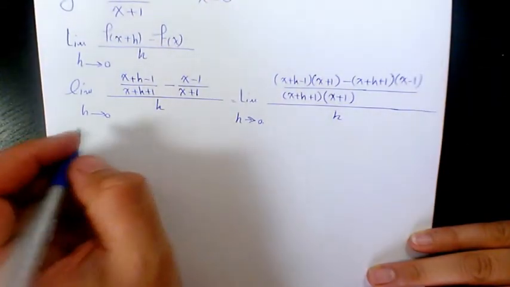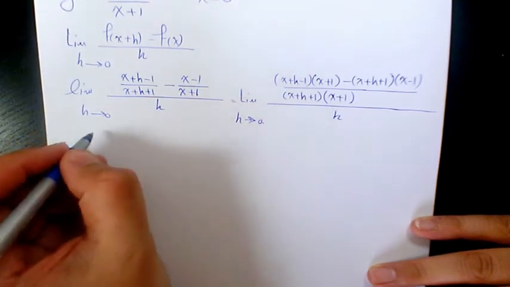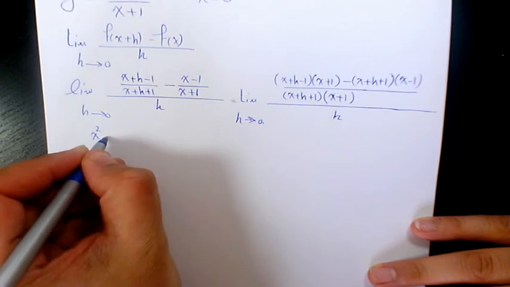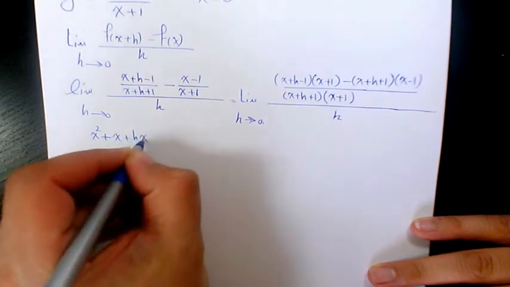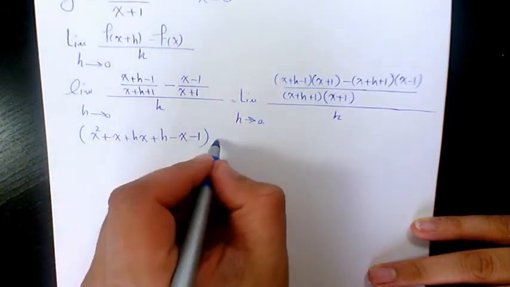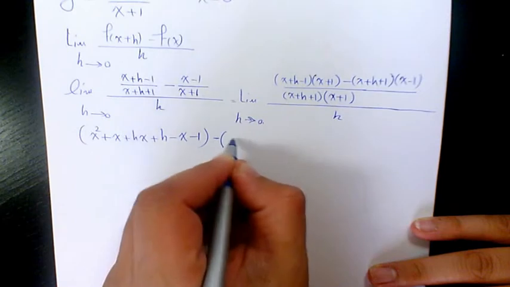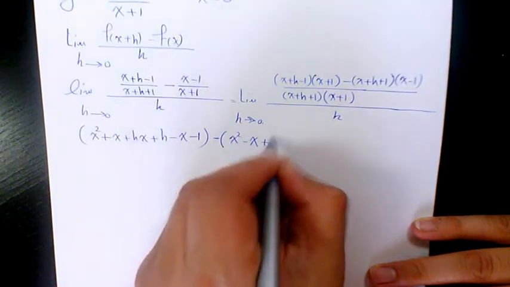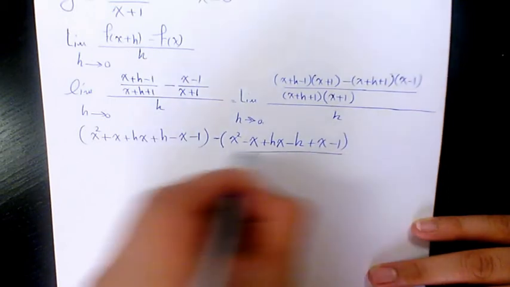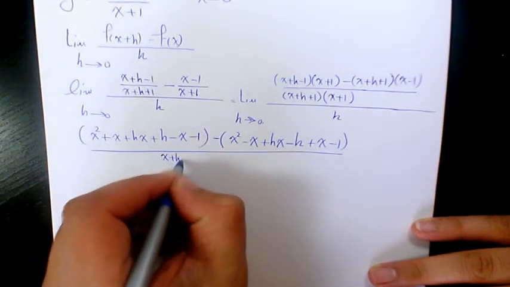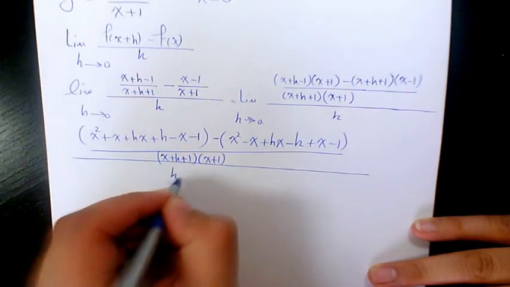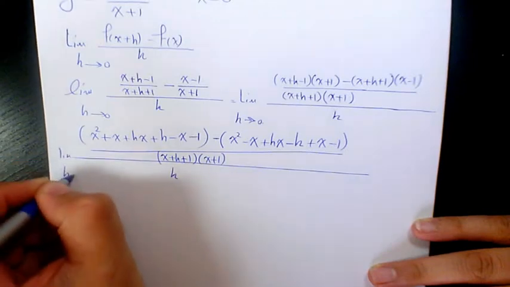Then what we can say, we need to expand it. It is going to be x squared. I'm going to expand this one first. FOIL it. Plus x plus hx plus h minus x minus 1. Then we have minus x squared minus x minus hx plus h plus x minus 1, divided by (x plus h plus 1) times (x plus 1), divided by h, when h approaches 0.